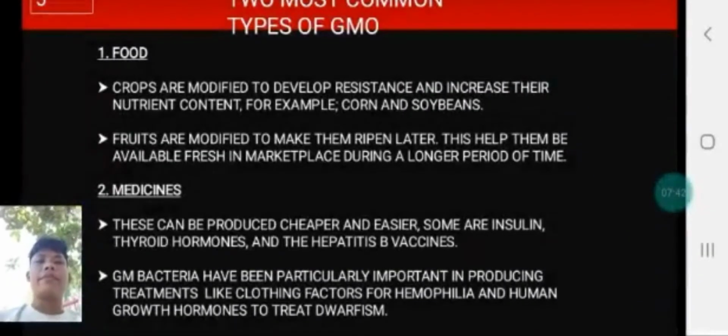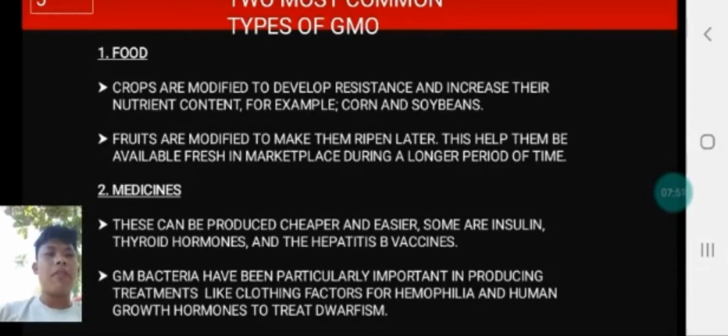Next, so this can be produced cheaper and easier. So some are insulin, thyroid hormones, and the hepatitis vaccine. So next is the genetically modified bacteria.